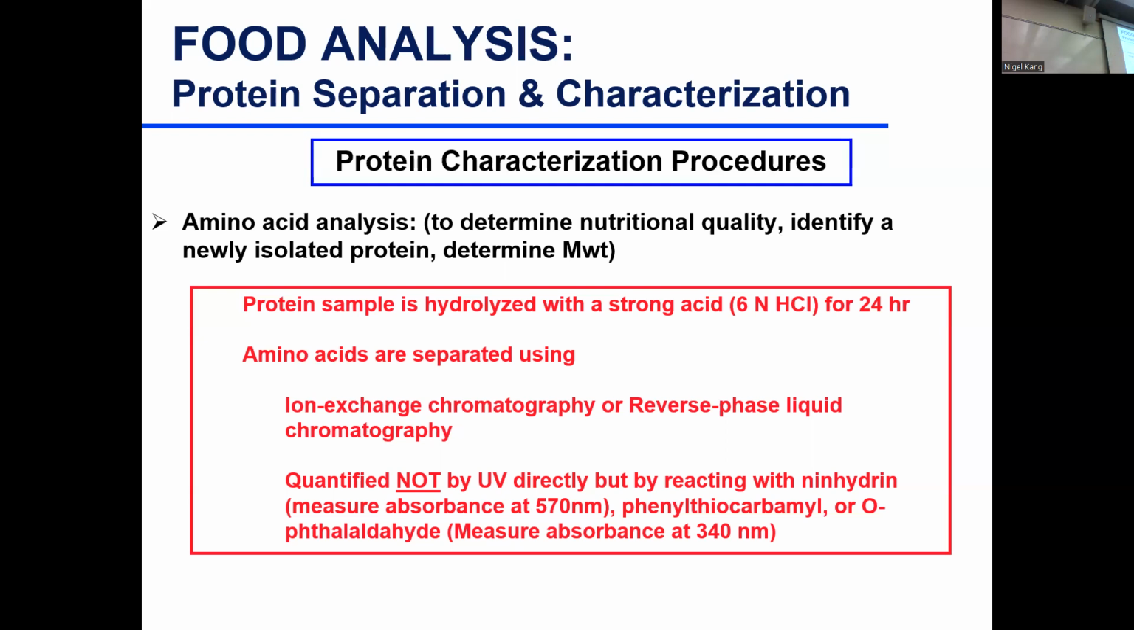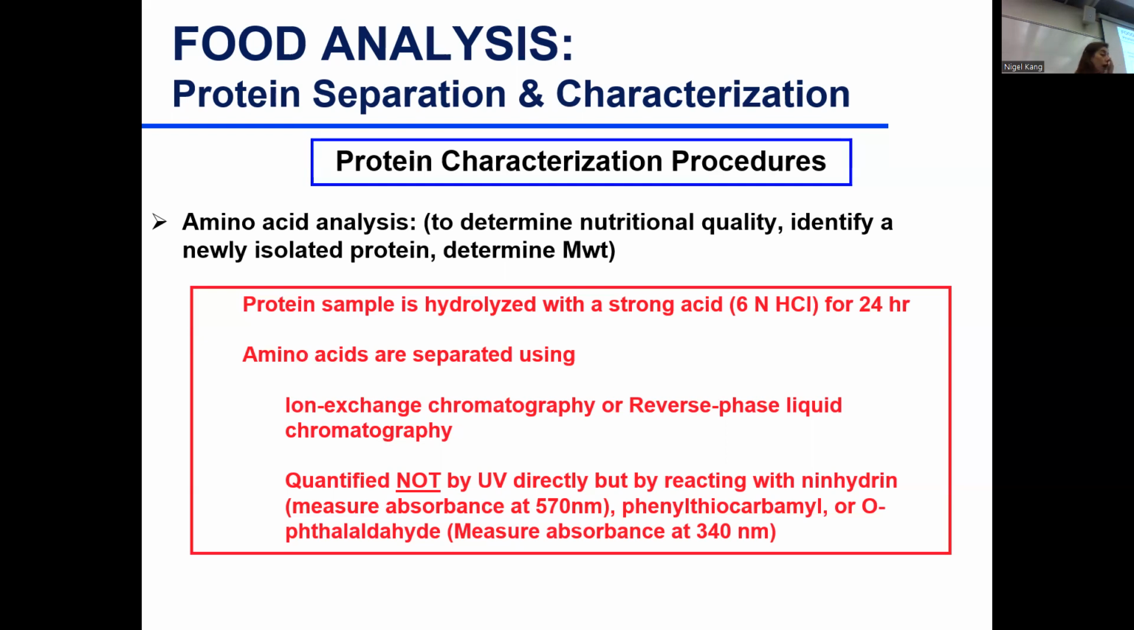And then we take out our sample. The peptide bonds are completely broken, and so the amino acids are released. After a few steps of neutralization and filtration, we can use ion exchange chromatography or reverse phase chromatography to quantify our amino acids. To quantify amino acids, we need to derivatize them using a derivatizing reagent or agent. Ninhydrin and orthophthaldehyde are the most common.